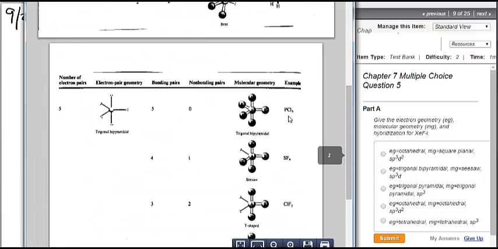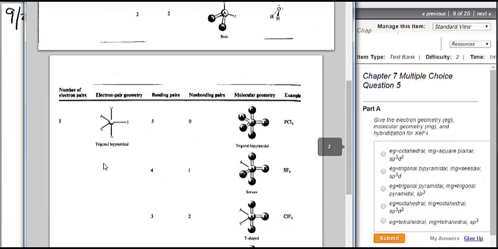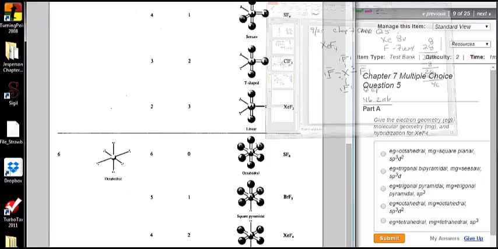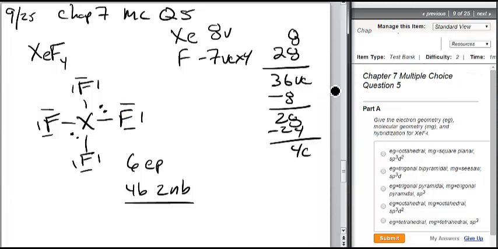And we are looking for 6 electron pairs. So that's going to be octahedral. 6 electron pairs is the electron geometry, and 4 are bonding and 2 are non-bonding. And that gives us a molecular geometry of square planar. Whoops. Pull this guy back up. Okay. So we've got octahedral as our electron geometry. And then we're going to have square planar as our molecular geometry.